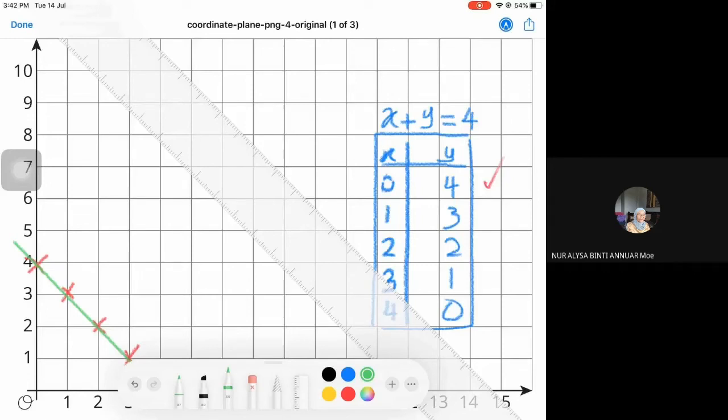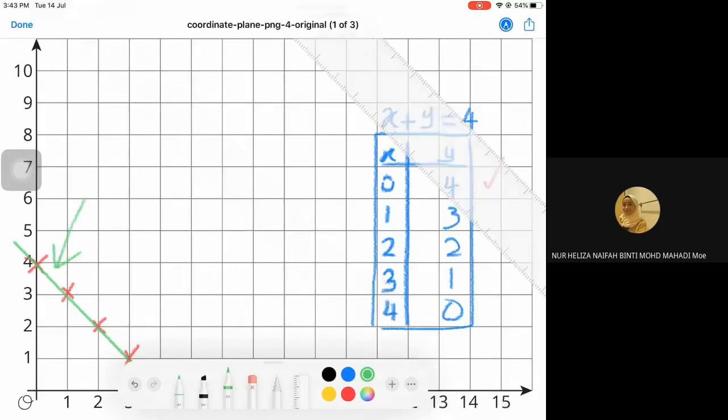Class, are you with me? Yes, teacher. This graph, a straight line graph, is called a linear graph. You can draw it in your book. Okay, I think I go slow. I go slow so that you can do it at the same time in your exercise book.